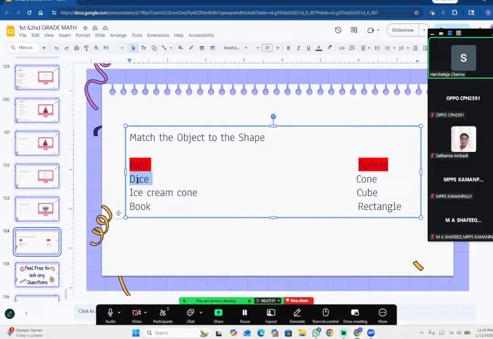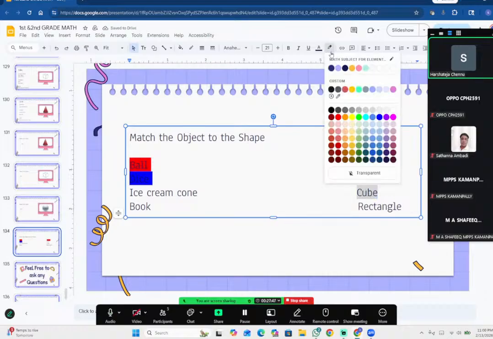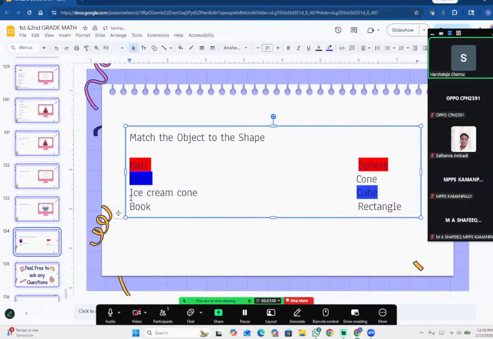The second one is dice. If we think about it, a dice has 6 square sides, square-faced sides, and it has corners and edges. So that would be the same as a cube. So a dice would be a cube shape.